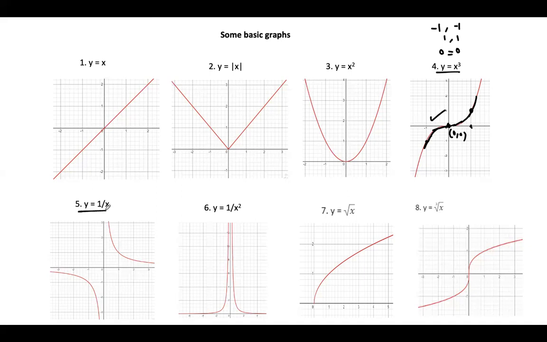Y is equal to 1 by x. Let's say x is infinite, let's say x is 1 lakh. So the value of y will be very less. Similarly, when the value of x is very small, let's say y is equal to 1 upon 0.0000, the value of y will be very high. So when x is closer to 0, the value of y is higher. So the nature will be something like this.